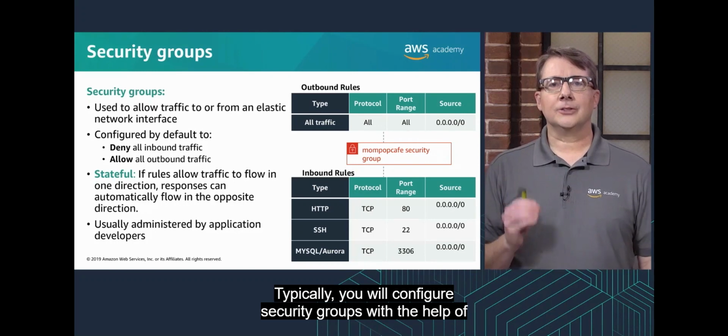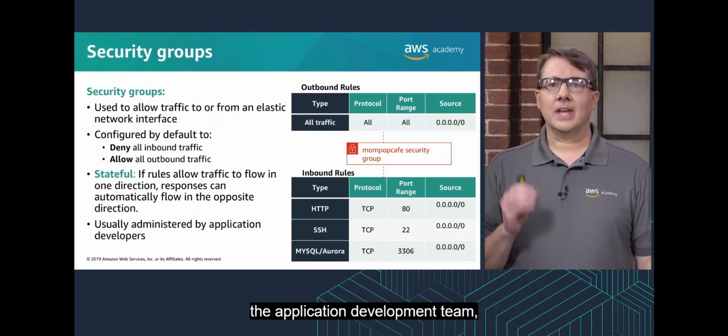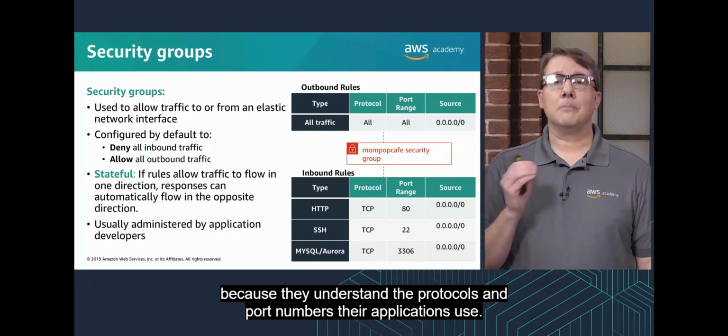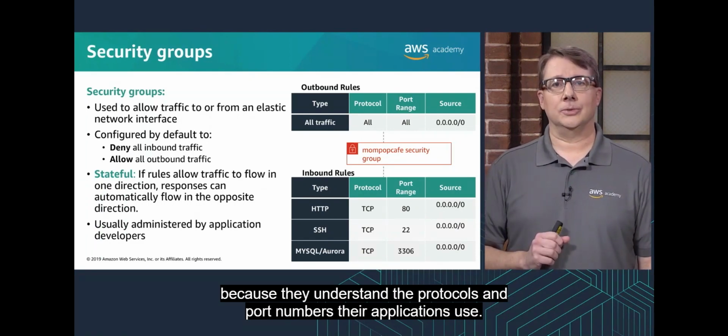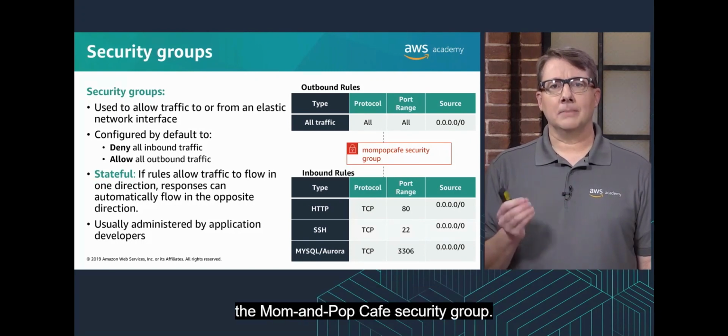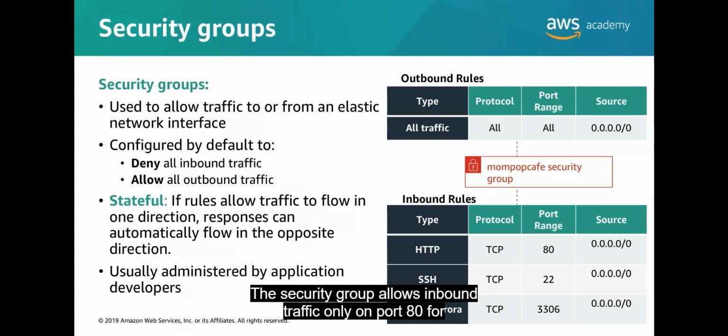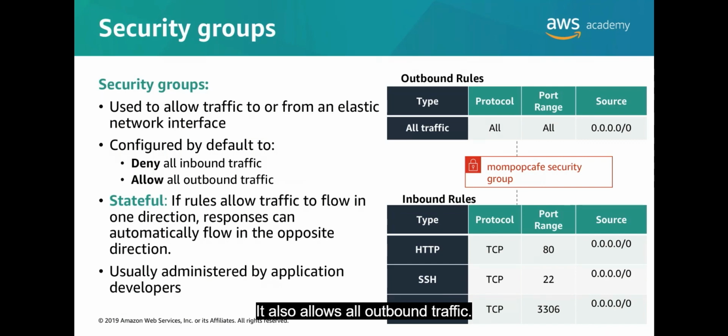Typically, you will configure security groups with the help of the application development team because they understand the protocols and port numbers their applications use. This example shows the inbound and outbound rules for the mom-and-pop cafe security group. The security group allows inbound traffic only on port 80 for HTTP, port 22 for SSH, and port 3306 for MySQL. It also allows all outbound traffic.